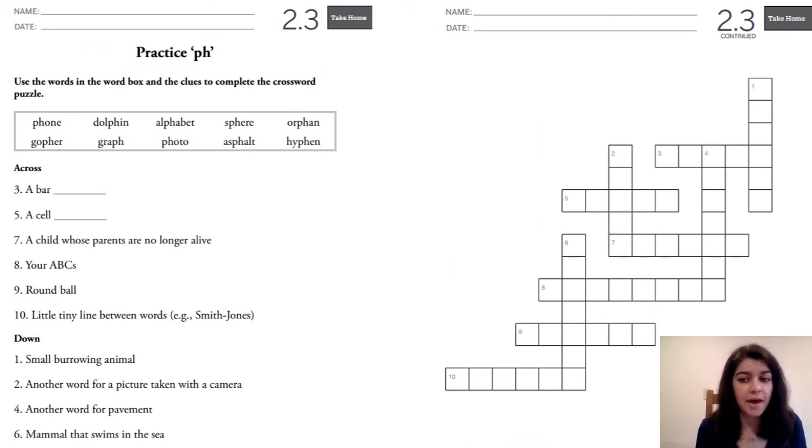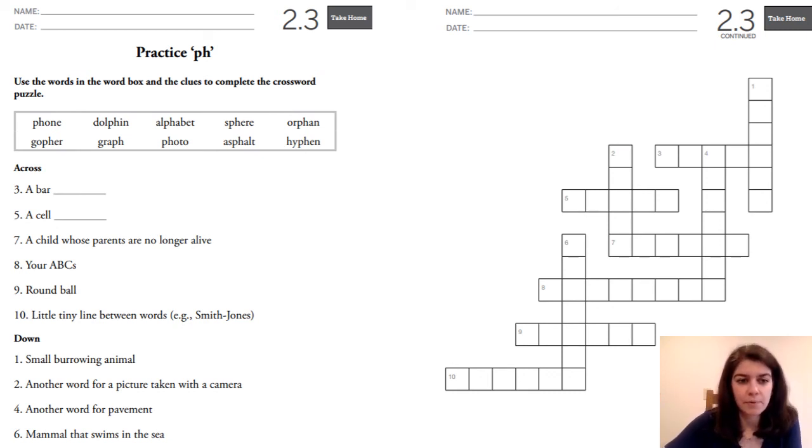This is an optional activity that you can complete once you're done with 2.2. This is just a review of PH making the f sound like we practiced on Friday. PH says f. You're going to see that letter team in all of these words in the box at the top, the first part of 2.3. So your first job is going to be to read all those words in the box, remembering that PH says f. Then you're going to read the clues. This is a crossword puzzle. We've practiced these a couple times before. They're meant to be a fun way to review some new words.